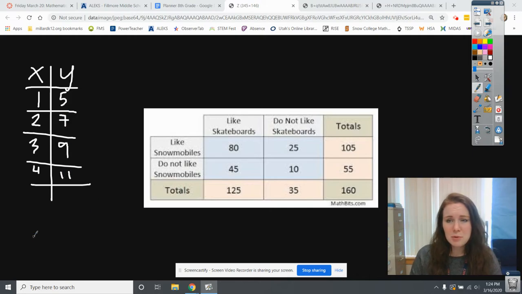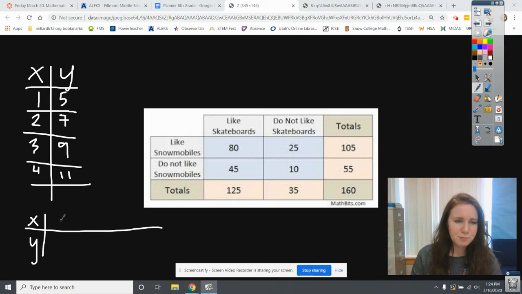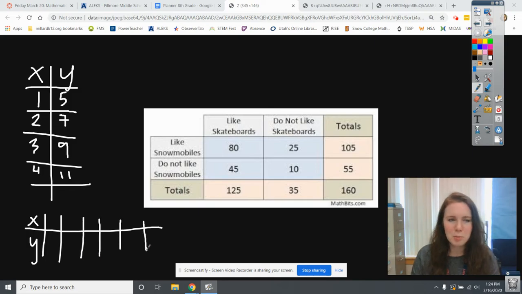We've also seen regular tables that sometimes they lay sideways like this. And same thing, you could find the slope, you could find a y-intercept, you could plot the points, all that kind of thing. Those are regular tables. What we are looking at today is called a two-way table, which is actually a combination of these two types of tables.